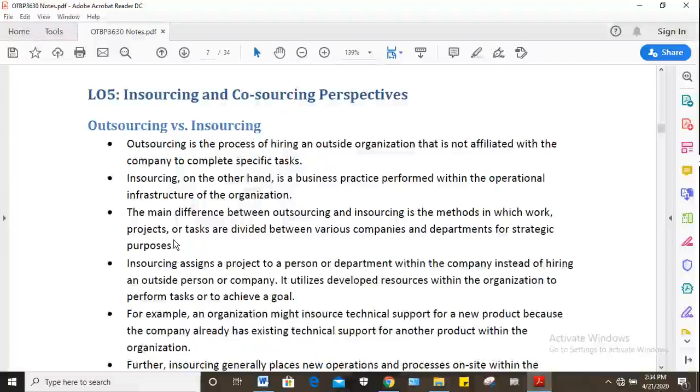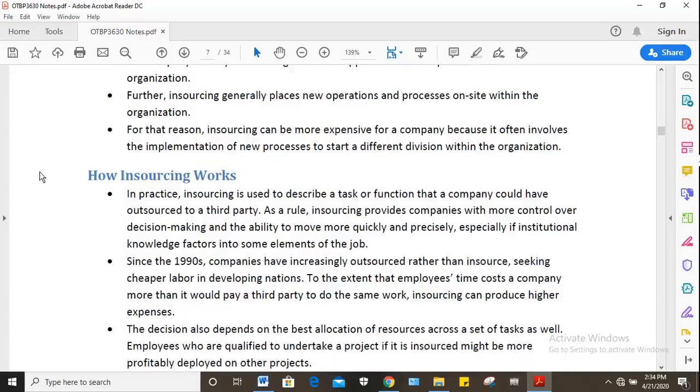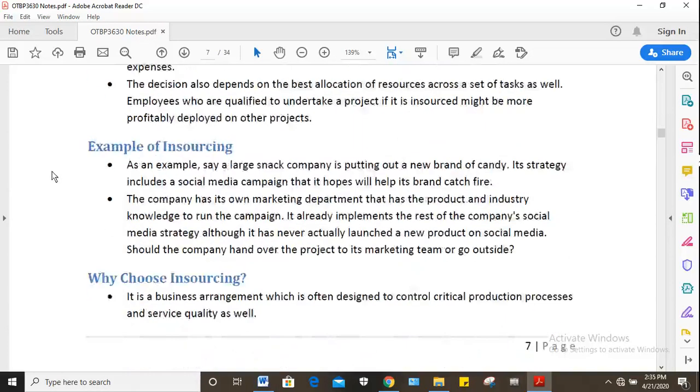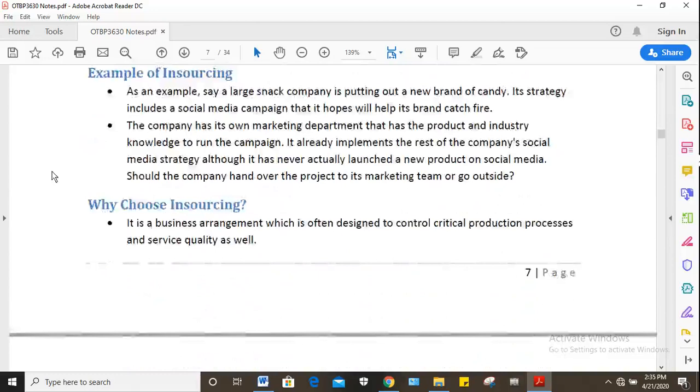Whereas outsourcing, we are outsourcing from outside the company. So that's the easiest way of looking at it. So in other words, in the business, we look for specific skills or specific departments. We assign them a specific product or service that they need to produce or deliver. So that's insourcing. Then there are also reasons why companies insource.